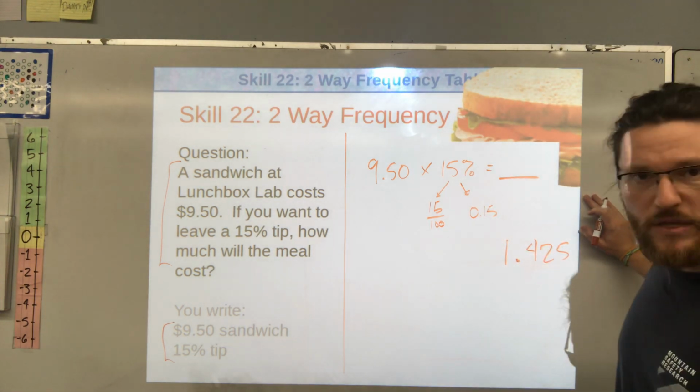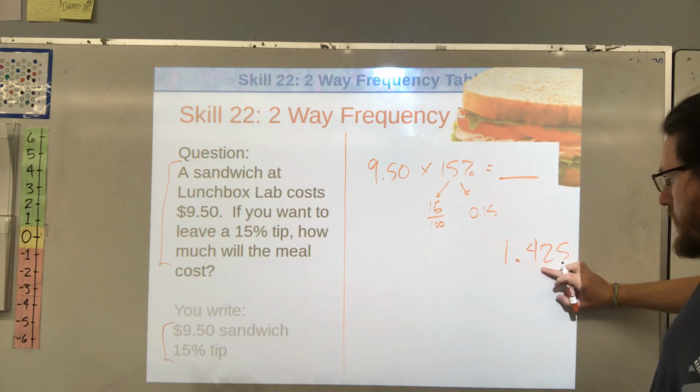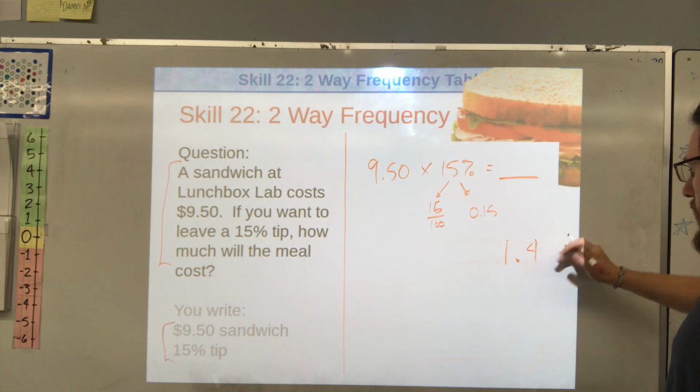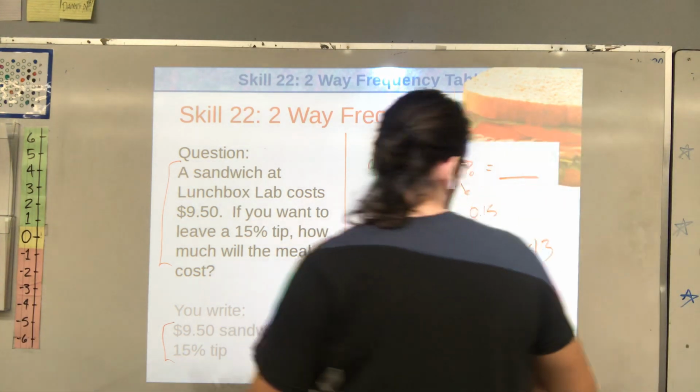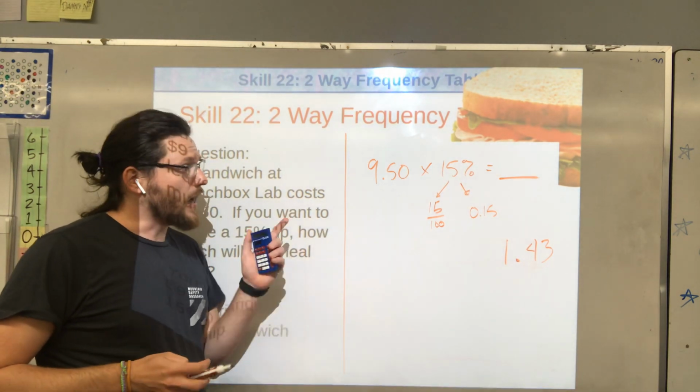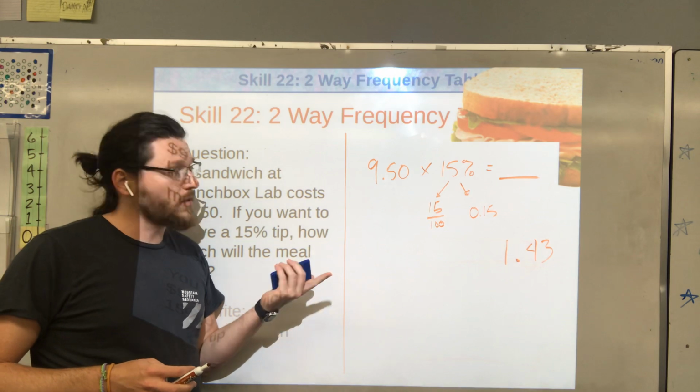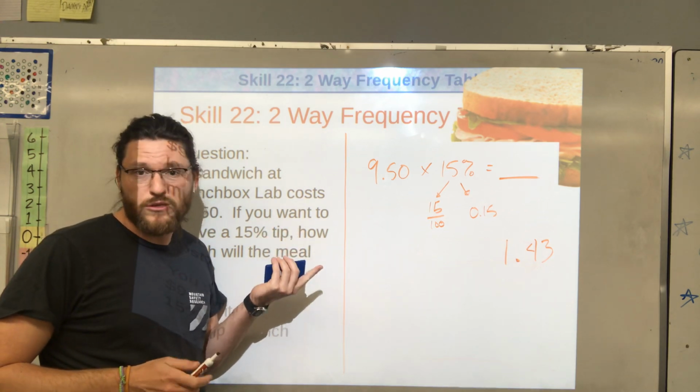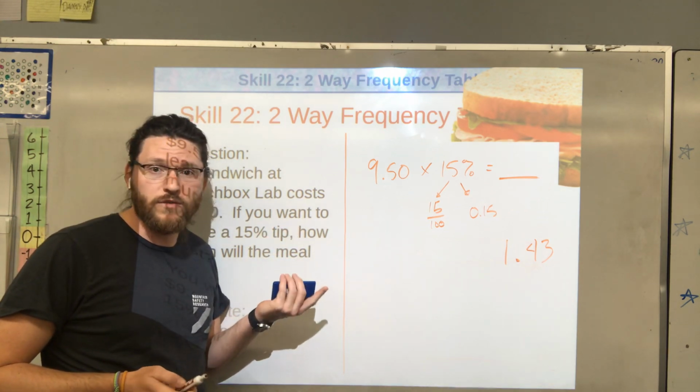So I'm going to have to round this because I'm dealing with money. So instead of 42 cents and half a cent, we're going to make this 43 cents. Okay. Does this answer make sense for the problem that I asked? For a 15% tip, that does make sense on a sandwich that didn't cost $10, $1.45.